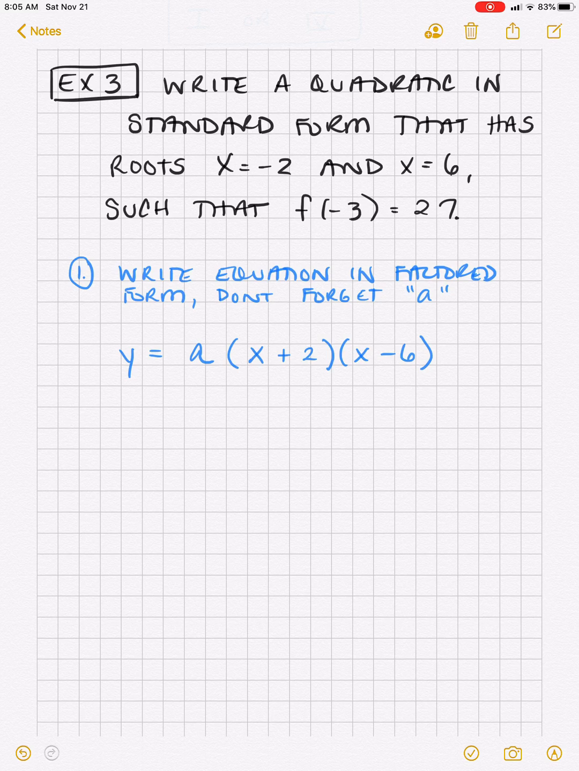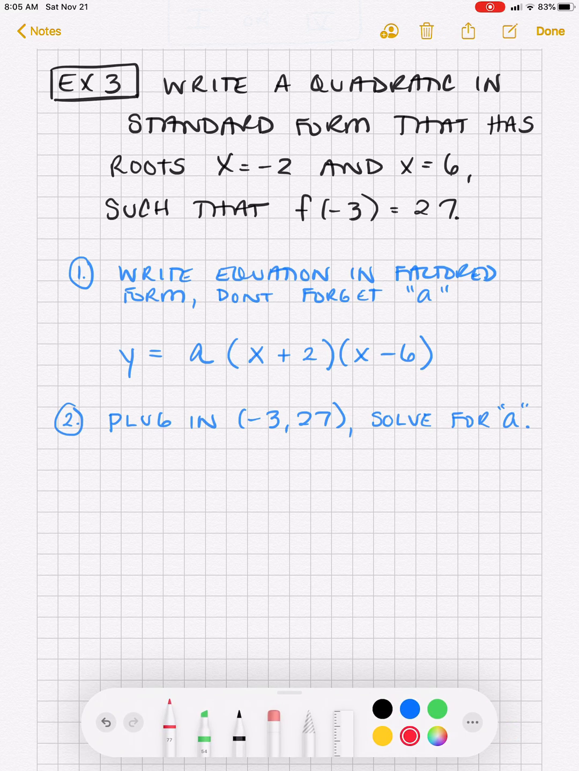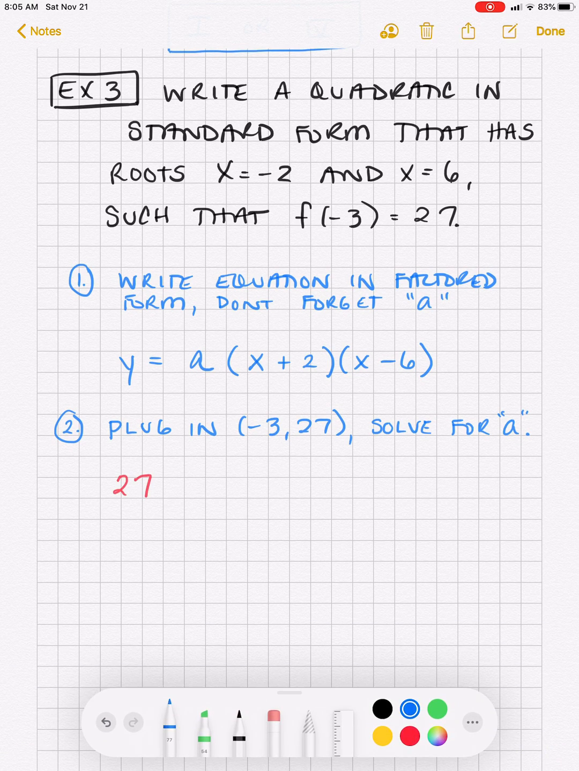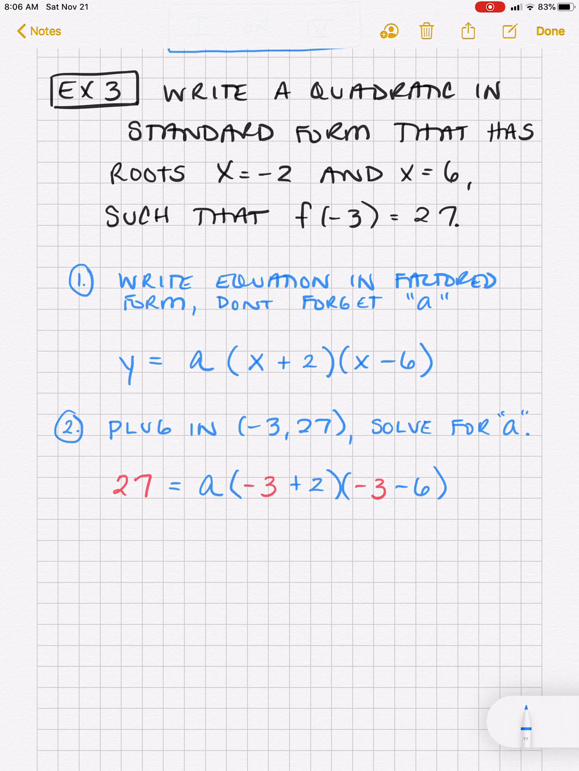Now, for step number 2, if we want it to pass through the point (-3, 27), we need to plug in the given point (-3, 27), and you're going to solve for a. So this should seem honestly really pretty familiar and very similar to what we were doing with vertex form. So let's plug in 27 for y equals, we don't know what a is, but we can plug in -3 for the first x and -3 for the second x. And we'll kind of work through this and solve for a without a calculator.